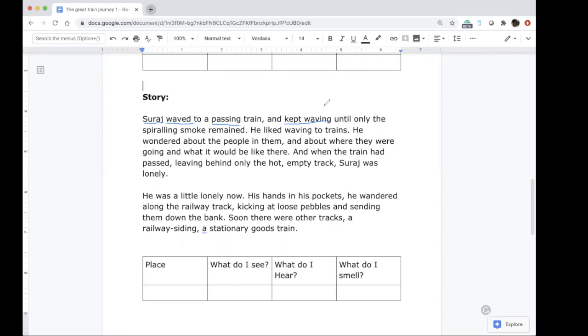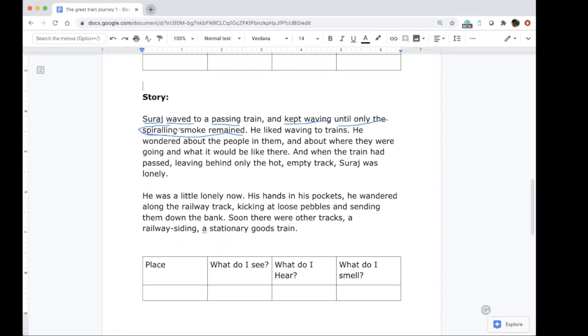He is waving continuously until only the spiraling smoke remained. So he is waving at the train continuously until only the smoke remained. That means the train has gone away, but the smoke that was emitted from the train is still there. So he is waving continuously till the train went away from the place.